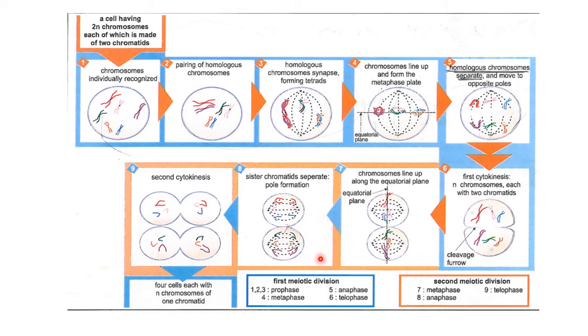Then anaphase 2, we have separation of sister chromatids in each cell. Sister chromatids separate in each cell, thus we will have at telophase 2 4 daughter cells, because in each cell we have constriction of the membrane and we have 2 daughter cells. Thus the final result is 4 daughter cells, each having n chromosomes with 1 chromatid.